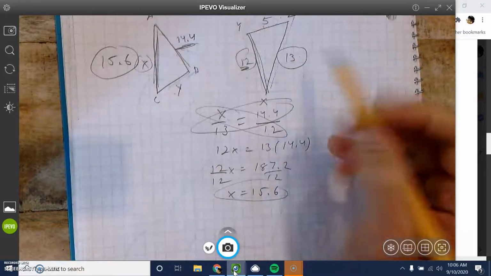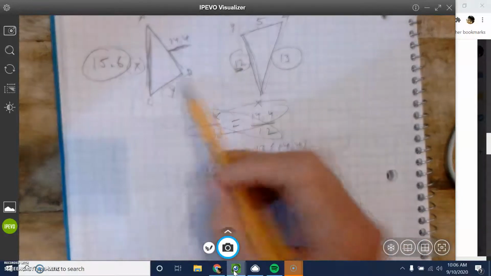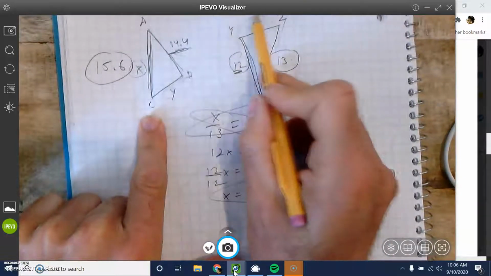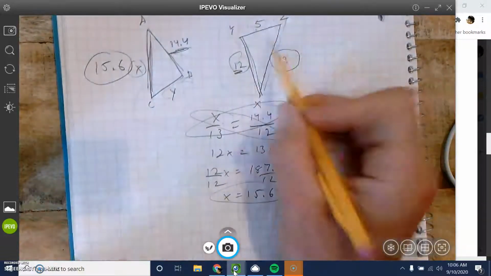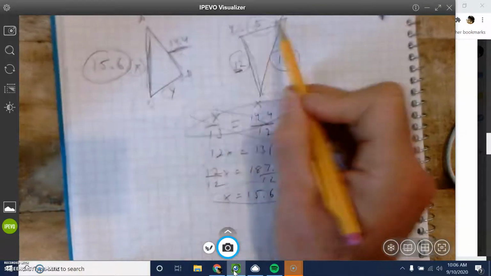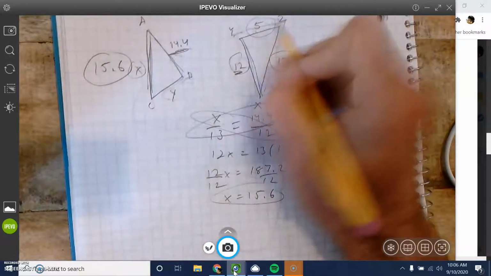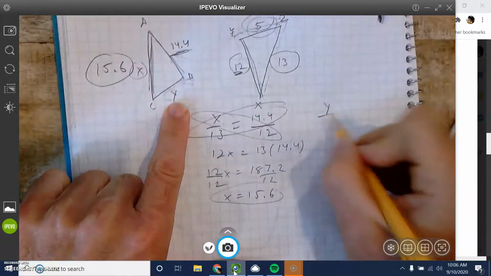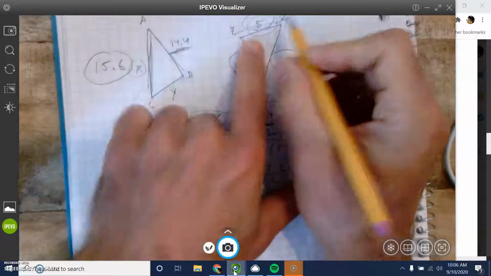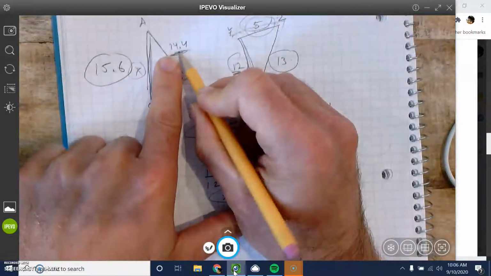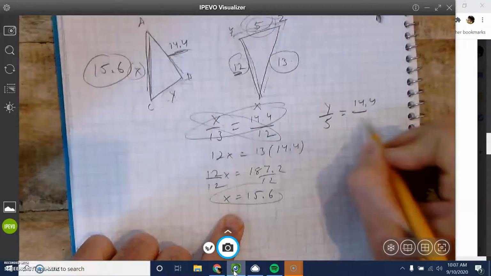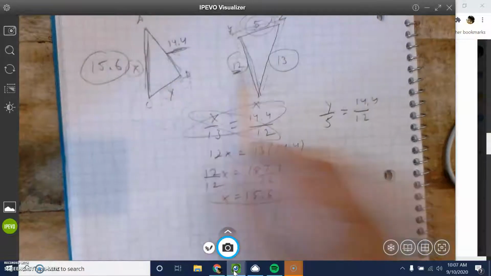Got it. Next, we got to find the y. So that's BC, last two. XZ, last two. Sorry, YZ, my bad. YZ, last two. 5 and Y. So I'm going to go Y over 5. And I'm going to go back here. I can copy it from here. 14.4 over 12.